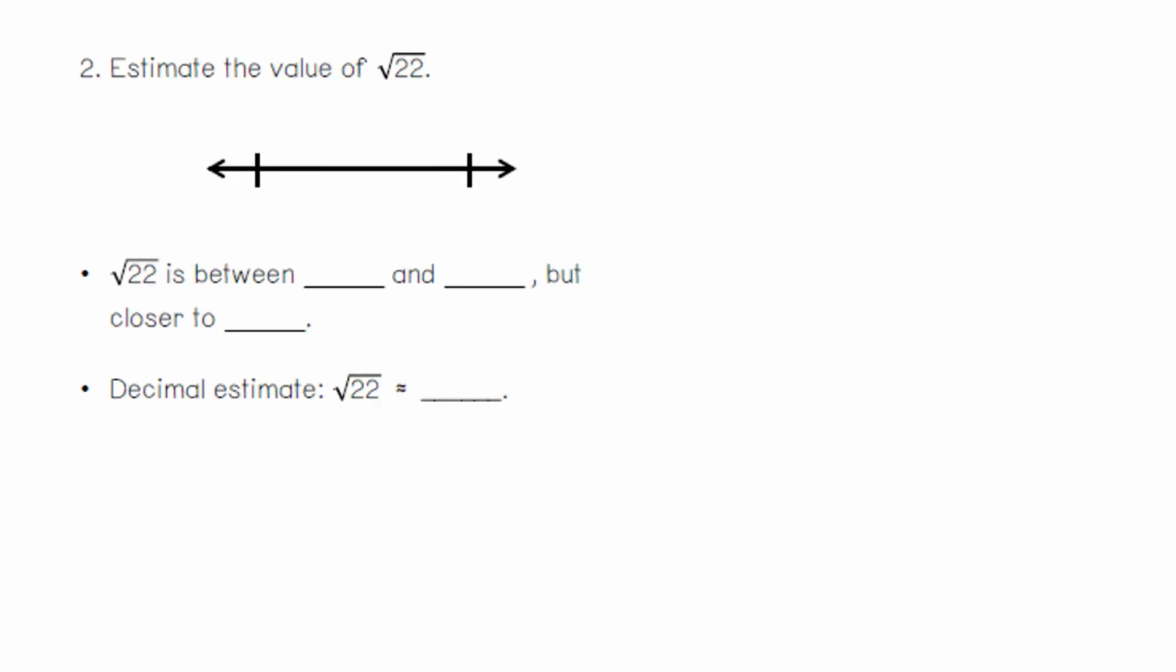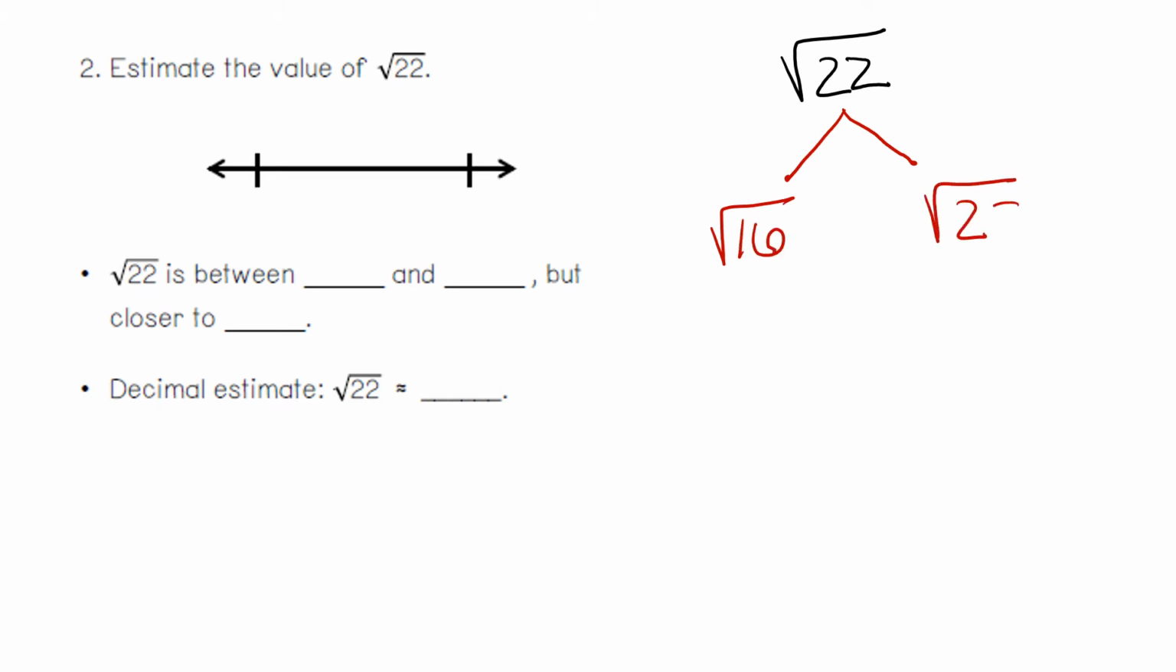For this problem, we have the square root of 22. We cannot solve the square root of 22, so we're going to break it down and pick the two that are closest. The square root of 16 is just under 22. The square root of 25 is just over 22. The square root of 16 is 4, 4 times 4. The square root of 25 is 5, 5 times 5. So we know that our number is going to be between 4 and 5.